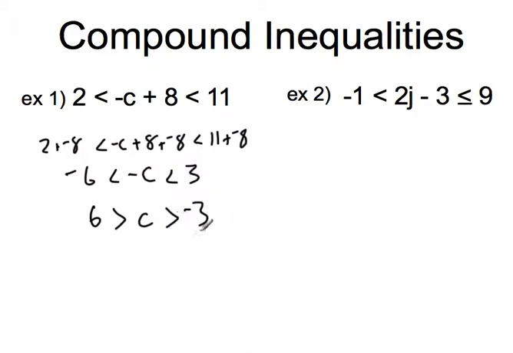Now usually you're used to seeing it go from smallest to greatest, so 6 is greater than c is greater than negative 3, or we can rewrite that as negative 3 is less than c is less than 6. Okay? Let's take a look at this one over here.